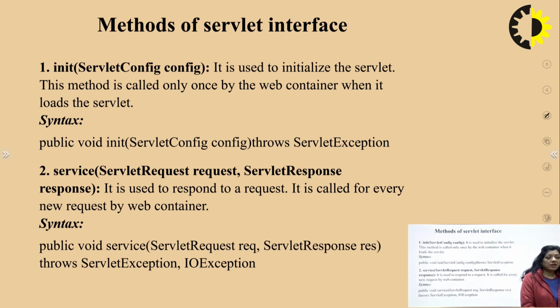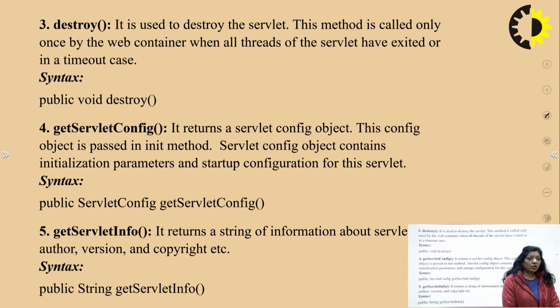Service provides a servlet request and servlet response. So it is used to respond to a request. It is called for every new request by the web container. Now destroy. It is used to destroy the servlet. This method is called only once by the web container when all the threads of the servlet have exited or in a timeout case.